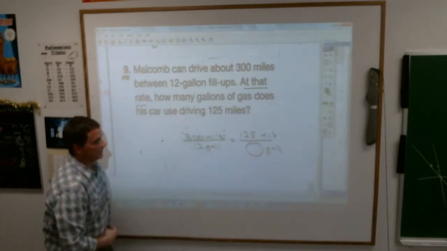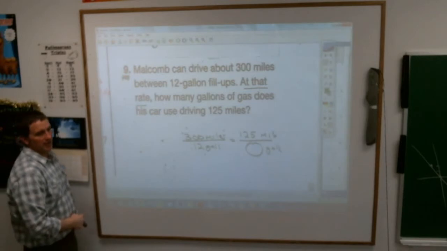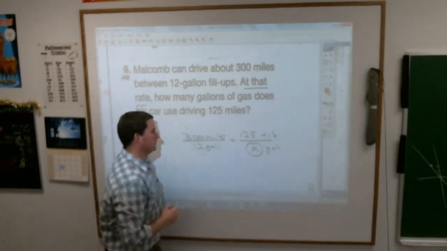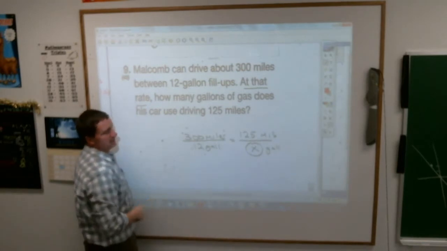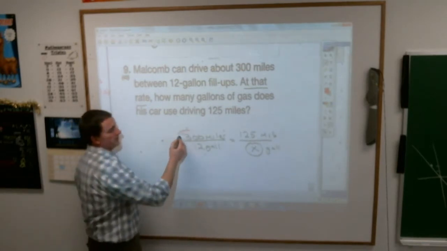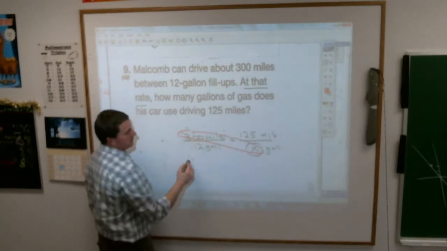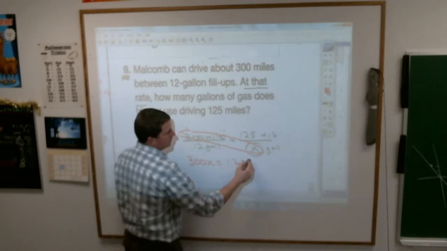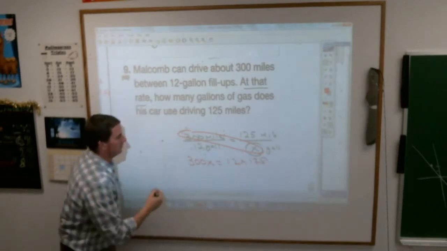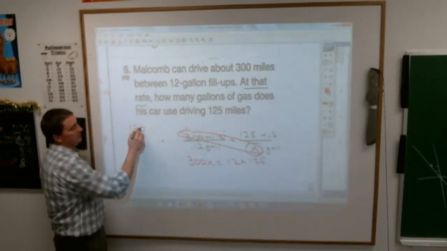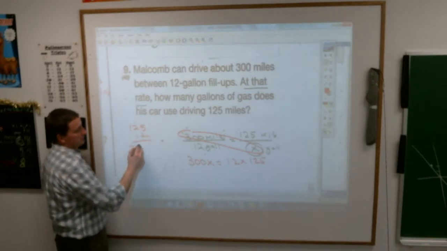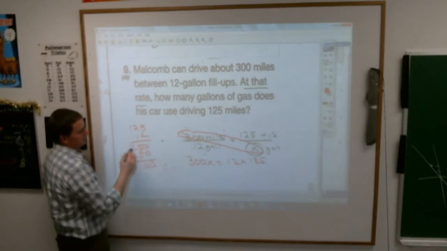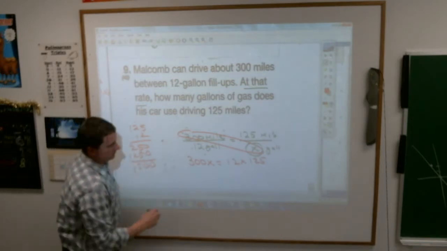Again, just equal fractions there. How do I solve that? If you're brave, I suppose you could reduce. But let's not, let's just do the math. Cross multiply, I get 300 times x equals 12 times 125. Most people aren't really excited about multiplying 125 times 12, but it's not too bad, is it? 250, 125, you get, looks like 1,500.